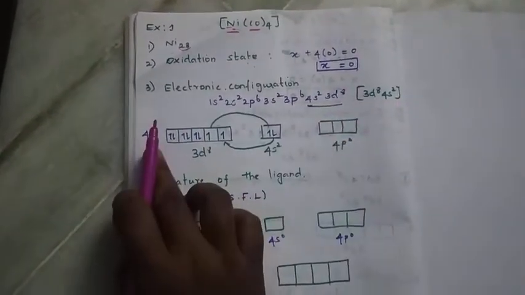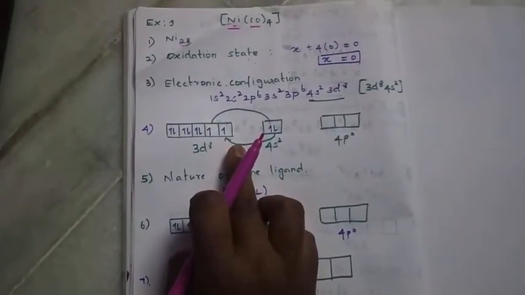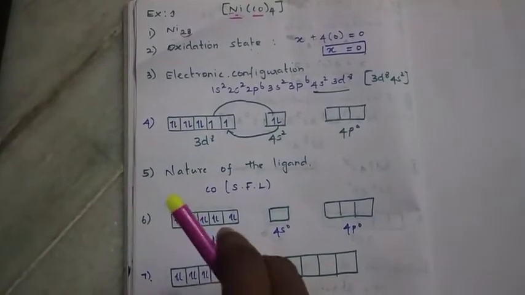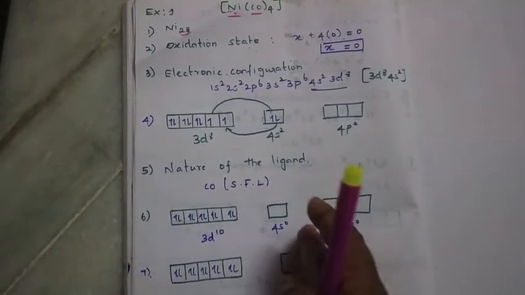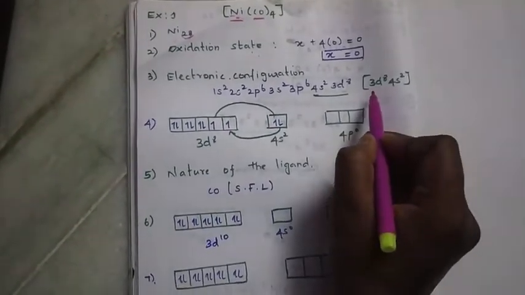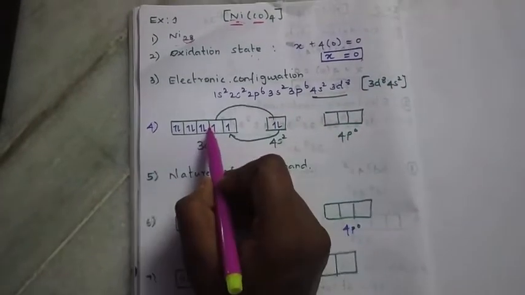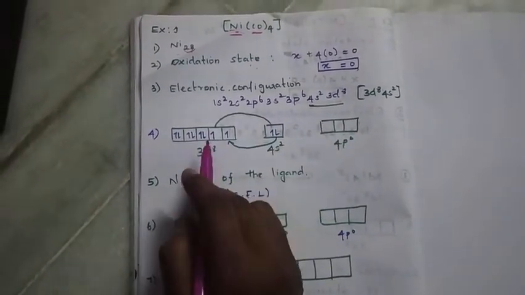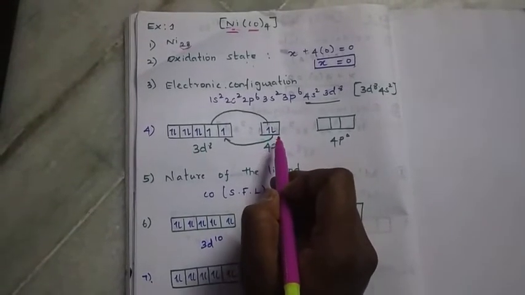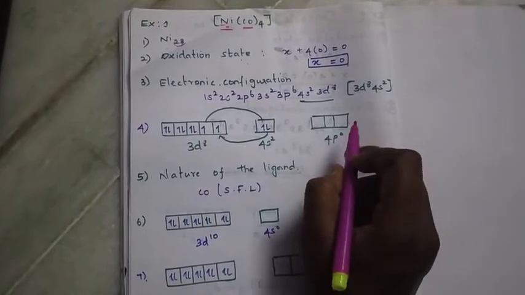Then, do you know what these are? These are called degenerate sets. Degenerate sets means the orbitals which have the equal amount of energy, or the same energy. So what is the outer electronic configuration? 3d8 4s2. The d orbital will have 5 degenerate orbitals, the s orbital will have 1 degenerate orbital, and the p orbitals will have 3 degenerate orbitals.